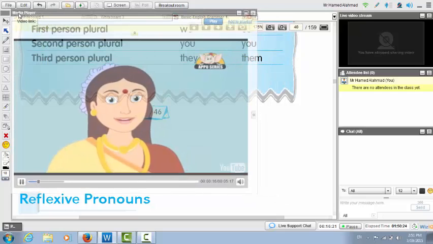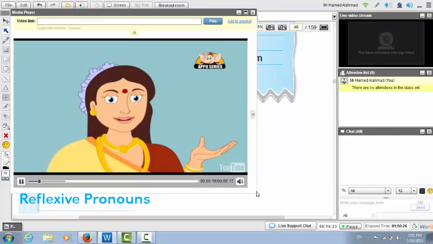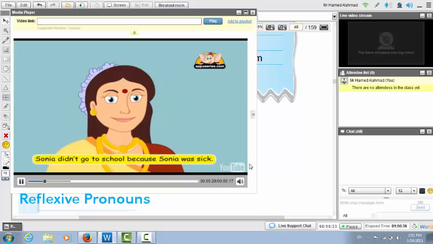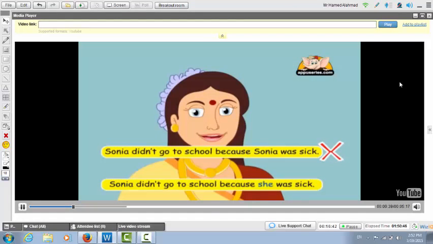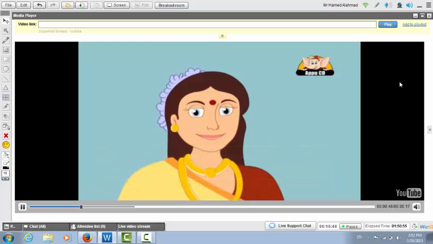Pronouns are used to replace nouns within sentences, making them less repetitive and mechanical. For example, saying, "Sonia didn't go to school because Sonia was sick" doesn't sound very good. Instead, if you say, "Sonia didn't go to school because she was sick," it will make the sentence flow better. There are several types of pronouns. You will find the most common ones.